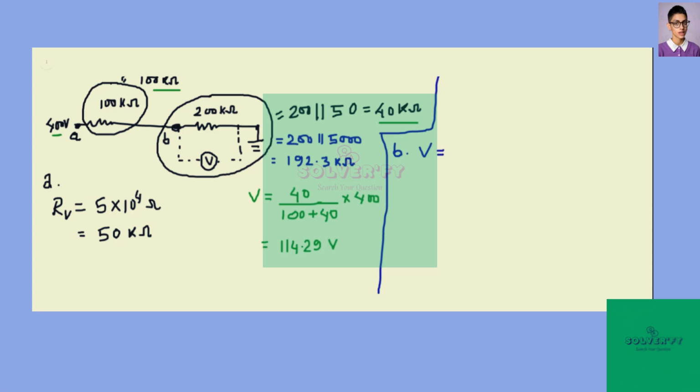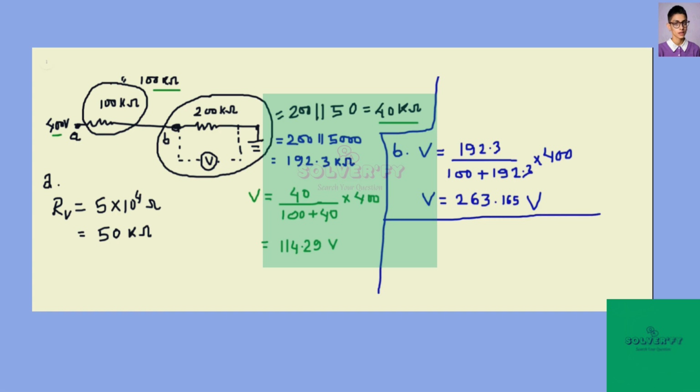Now for part B, this means that the voltage V would be how much? 192.3 upon 100 plus 192.3, into 400, which gives me the voltmeter reading as 263.165 volts, right? So we are done with part B of the problem.